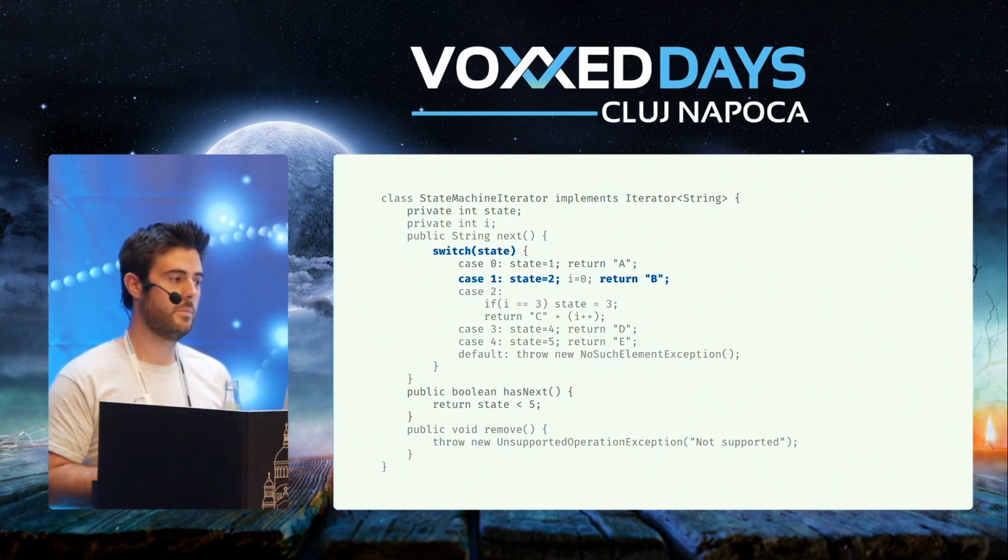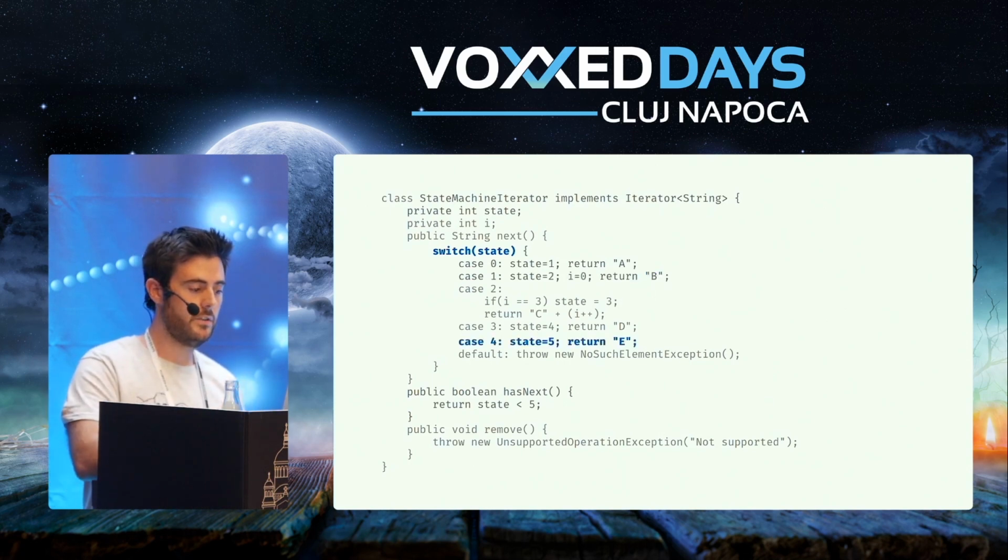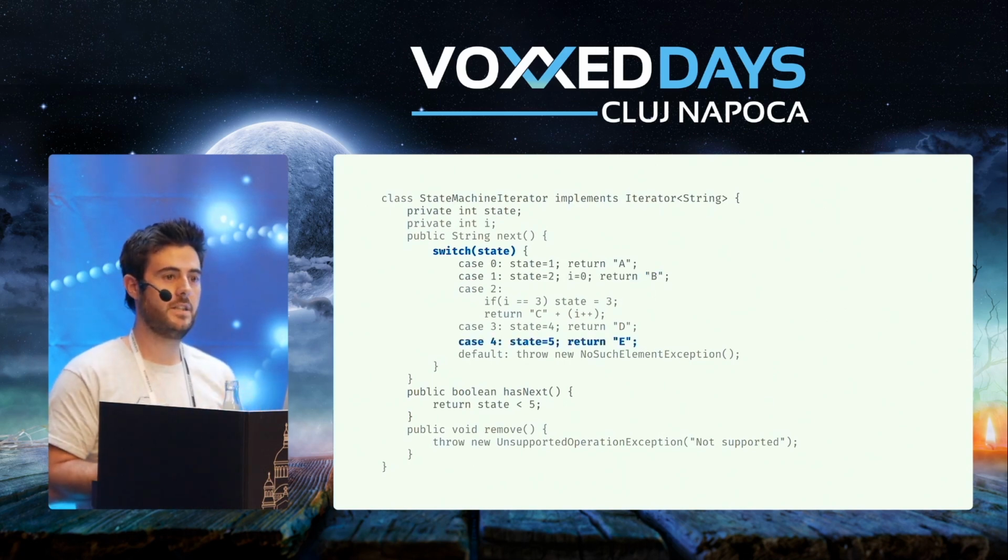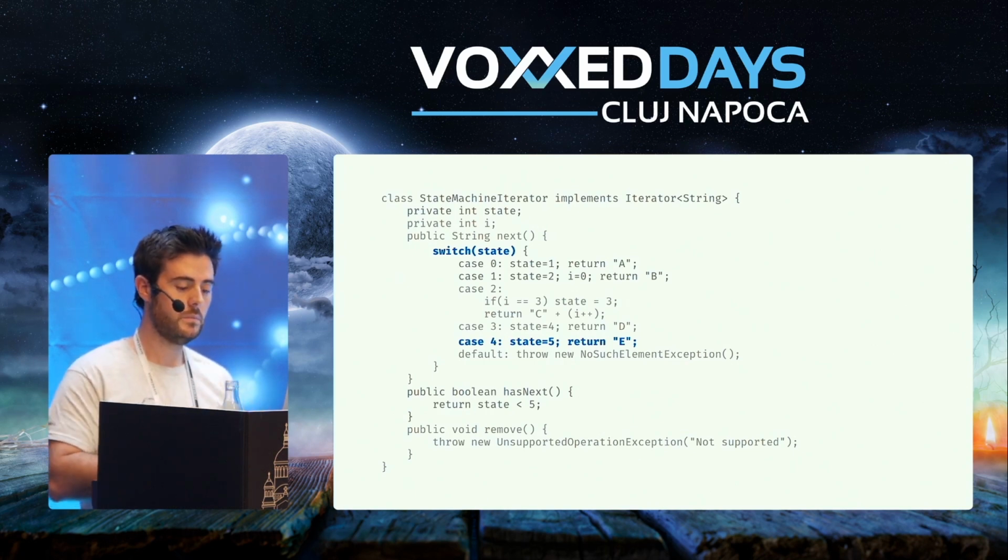and because the state of the finite state machine has been changed, we are going to go into the case 1 branch, at which point we are going to update the state of the state machine and return another string, and so on, just as long as we haven't reached the final state of the state machine, at which point the caller code is not supposed to call the next method again. This is a protocol for the implementation of an iterator.